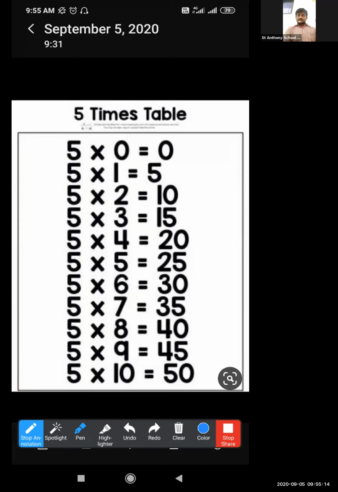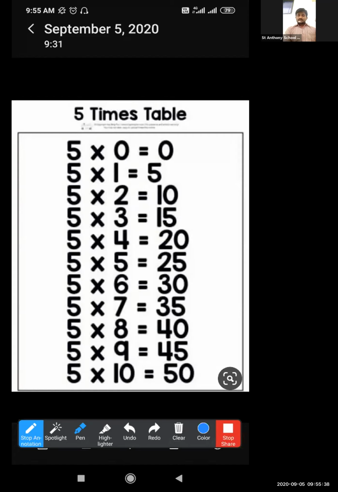And 5 multiplied by 9. That means 5 into 9. Add 5, how many times? 9 times. Add 5 nine times is equal to 45. That means 5 multiplied by 9 is equal to 45, or 5 into 9, the answer is 45.